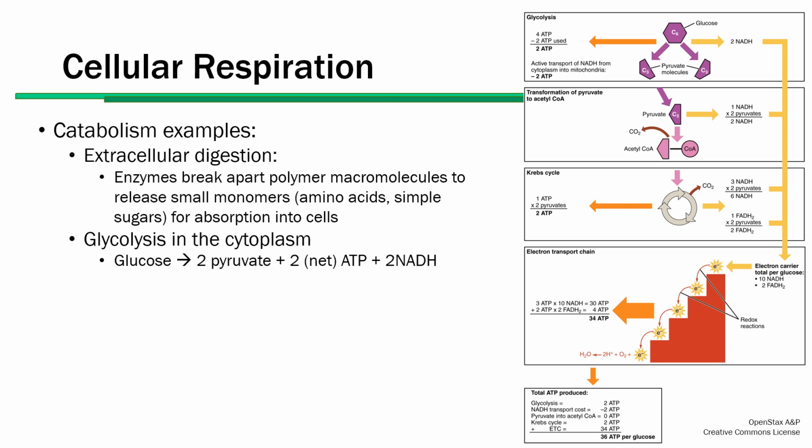In glycolysis, here's our glycolysis process. We start with glucose, which has 6 carbons. That's why it's got the C6 here for 6 carbons. And we're going to break it into 2 pyruvate molecules, each of which has 3 carbons. And from that, we get some ATP. We had to use 2 ATP, but we're going to get 2 back. And we generate these 2 NADHs, and we'll see where those come in a little bit. So we're breaking apart that glucose into these smaller molecules.